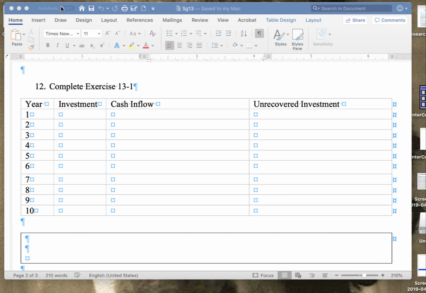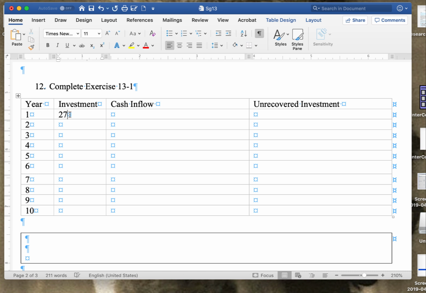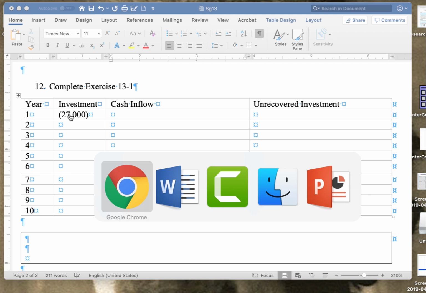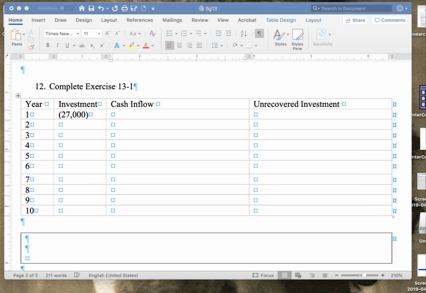Okay, so if you remember, the payback method is very easy to calculate. In year 1 we invest $27,000 in the machine, and we need to figure out what the cash flows are, right? Well, oh, sorry. Let's just pull it up, makes it easier for us.